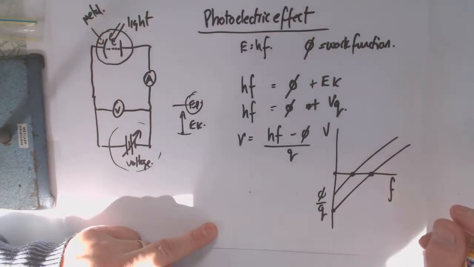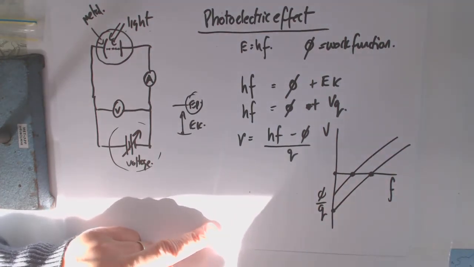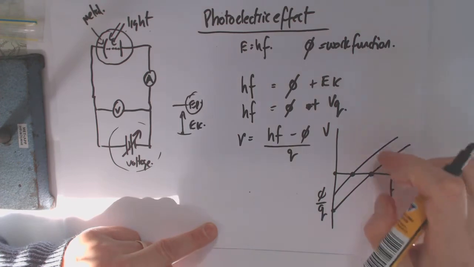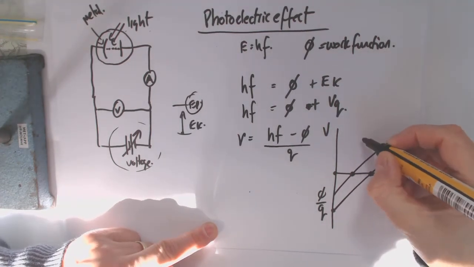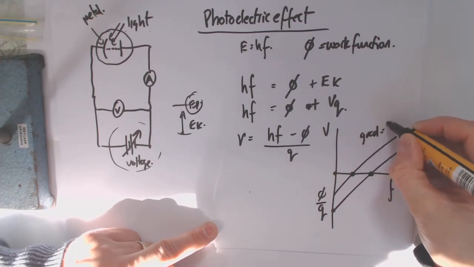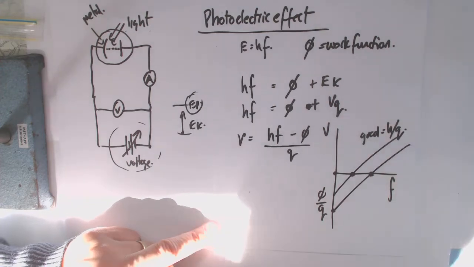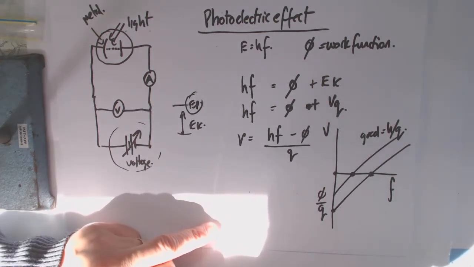What's the gradient on this? The gradient is h over Q, so we just have to multiply by Q to get h. So the gradient equals h over Q. So doing this simple experiment, which we could do, we can determine Planck's constant, the most important constant just about in the whole universe. So this was a pretty cool experiment.